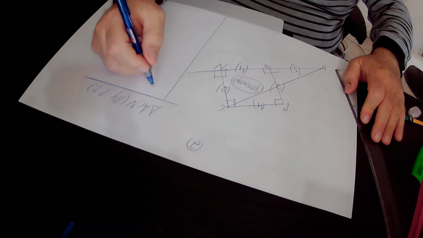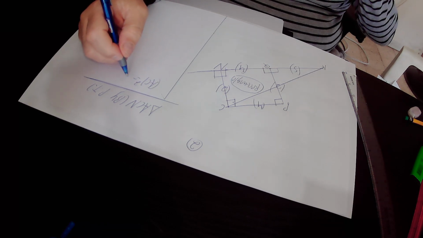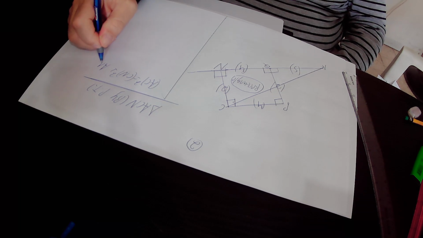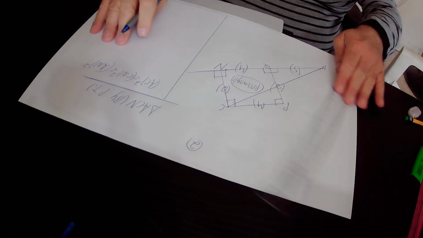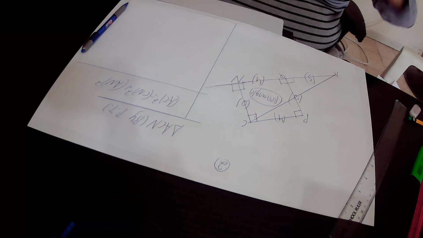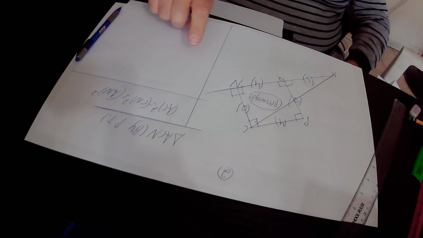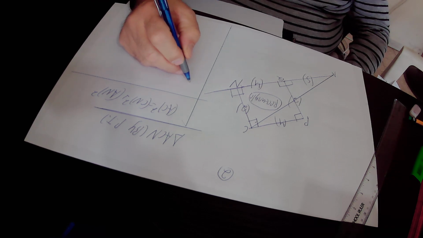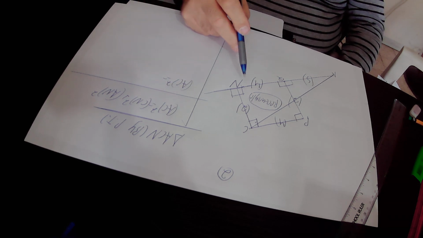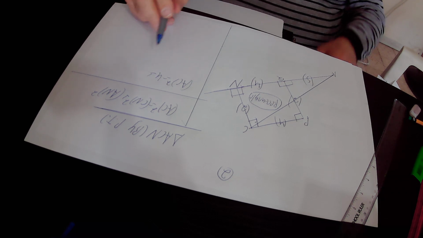AC square equals CN square plus AN square. So here AC square, that is the square of the hypotenuse, equals CN square. CN is 2, therefore CN square is 2 squared, that is 4, plus AN square.